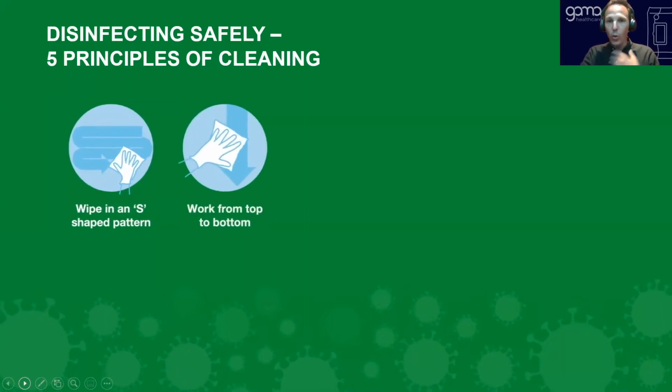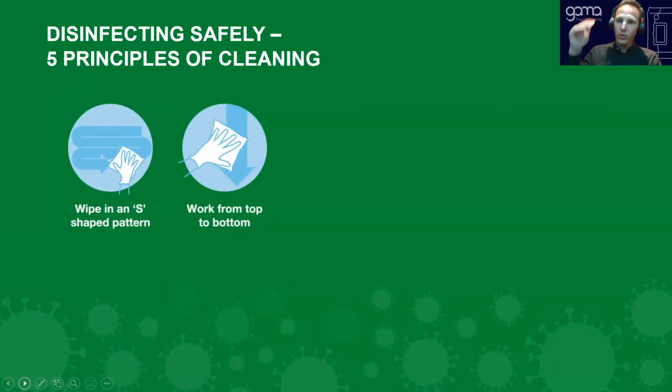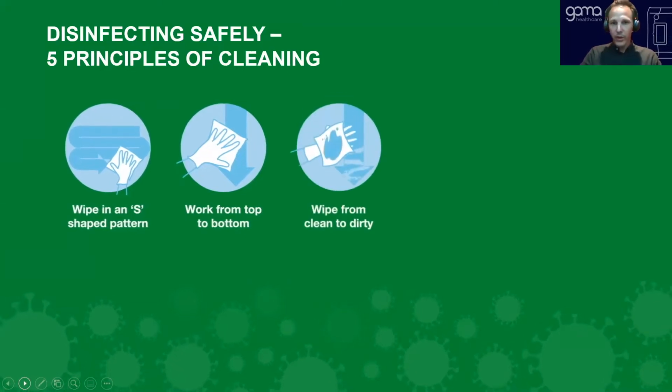The second one is always to work from top to bottom. Why from top to bottom? Because you need to go from the cleanest part to the dirtiest part. And most of the time in your equipment, the dirtiest parts are on the bottom of the device or the surface. Number 3 is wipe from clean to dirty.